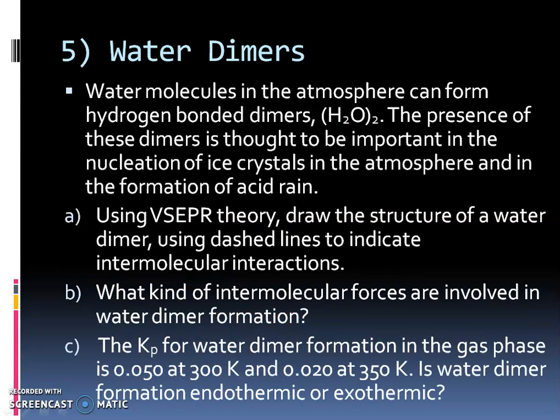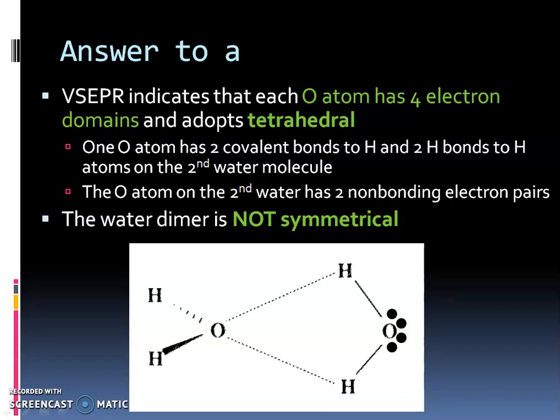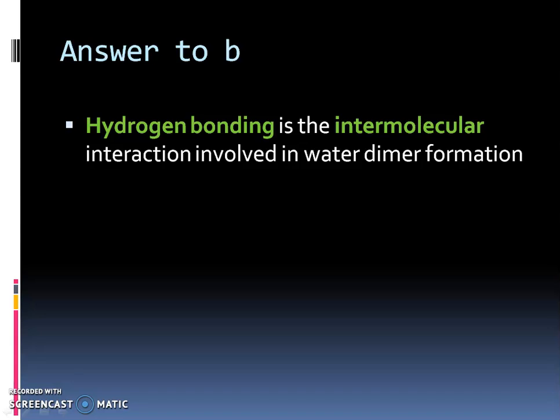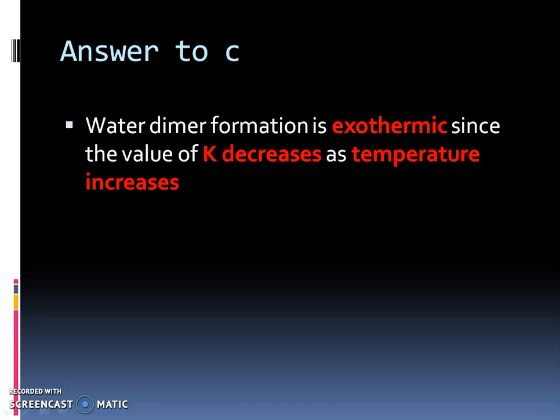Number 5, water dimers. Again, another good review AP exam question because it brings in that VSEPR theory, okay, and drawing that structure. So again, we're taking different components of different chapters and putting them all together. So here we go, your answer to A. Your answer to B. Your answer to C.